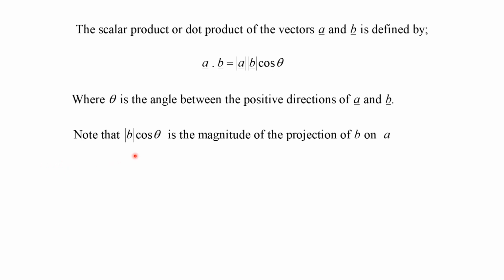Please take note that B cos theta is the magnitude of the projection of B on A, which is shown in this diagram. Because of the 90 degrees here and the theta value over here, if you have a vector B, this side of the triangle will be modulus B multiplied by cos theta. This is using the basic formula for cosine, where cosine is adjacent over hypotenuse. Please recap that.